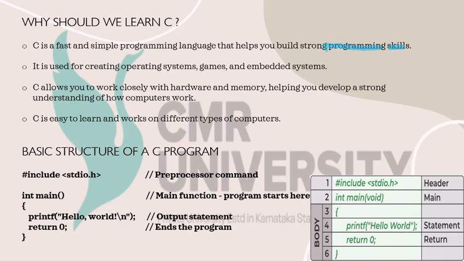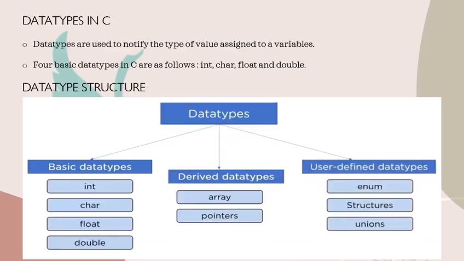Basic structure of C includes stdio.h, which is a header file and a preprocessor command. int main is the main function where the program starts. Then you go with the open curly bracket. printf is the output statement, then return 0 ends the program, then close your curly bracket.